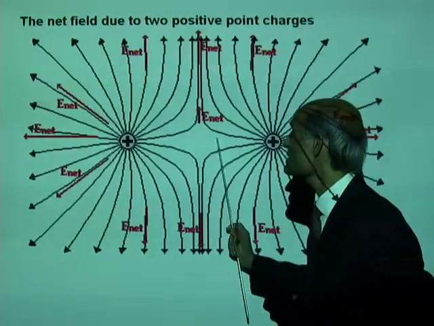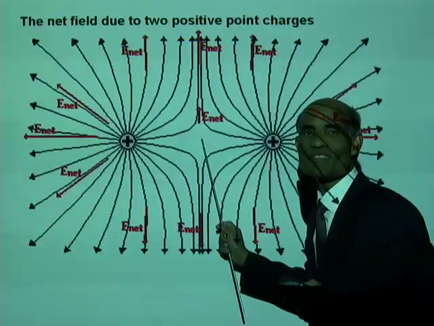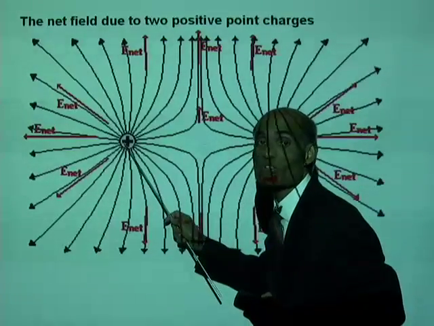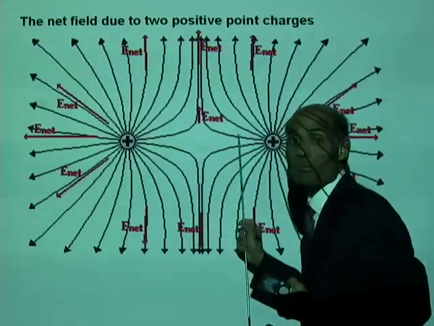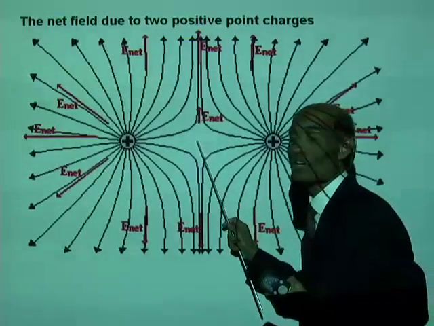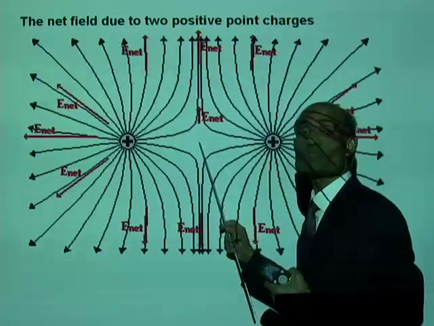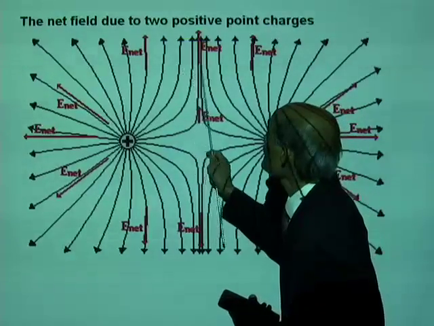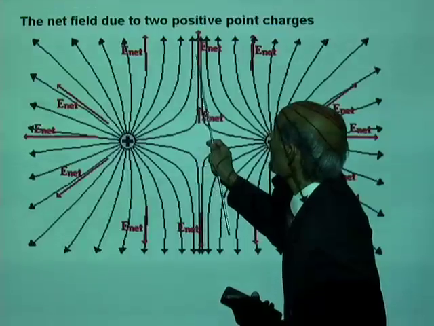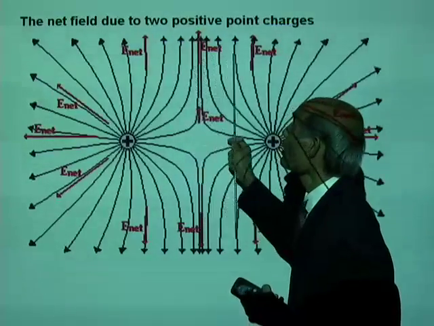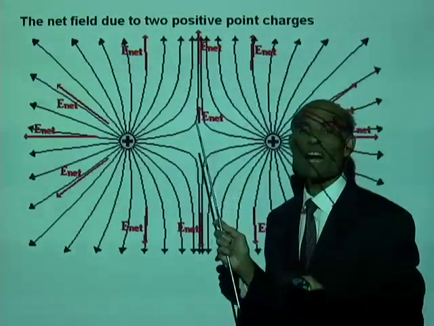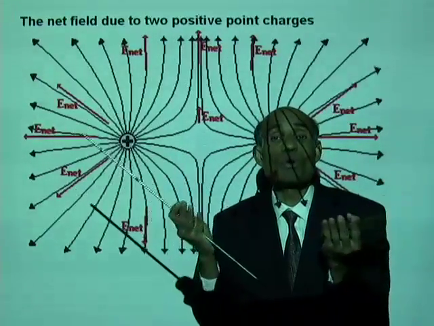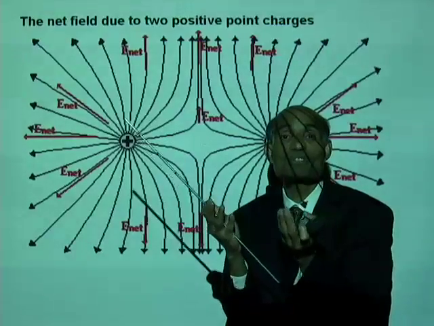Why is this space in between? What is the specialty there? You can see the field due to the first charge is equal and opposite to the field due to the second charge. There will be no field in between. Right? How about the specialty here? The field lines are almost parallel. What does that mean? If the field lines are parallel, it tells you the field in that region is almost uniform. Field is not changing.